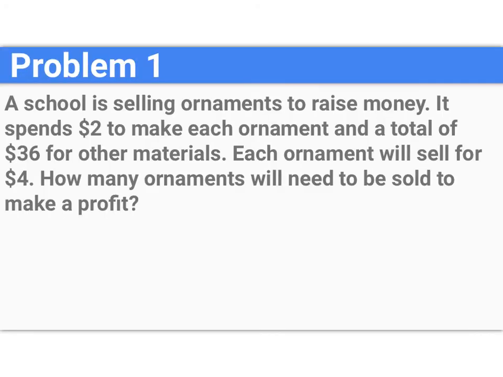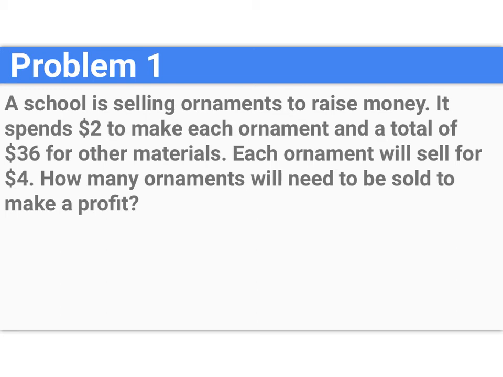Okay, so I gave you a little word problem here. A school is selling ornaments to raise money. It spends $2 to make each ornament and a total of $36 for other materials. Each ornament will sell for $4. How many ornaments will need to be sold to make a profit? All right, so this one isn't exactly clear because I didn't give you straight variables. I need you to think.